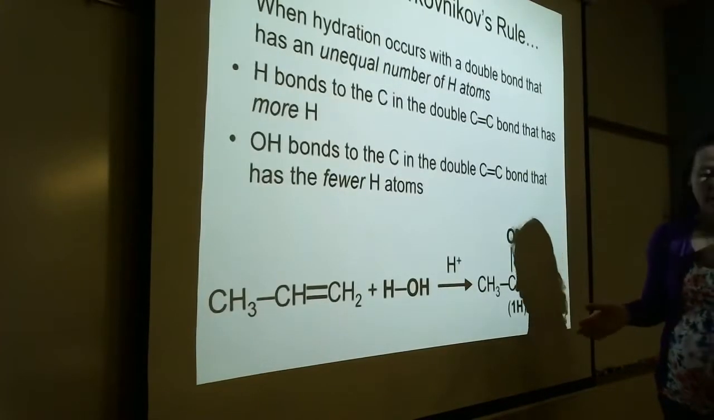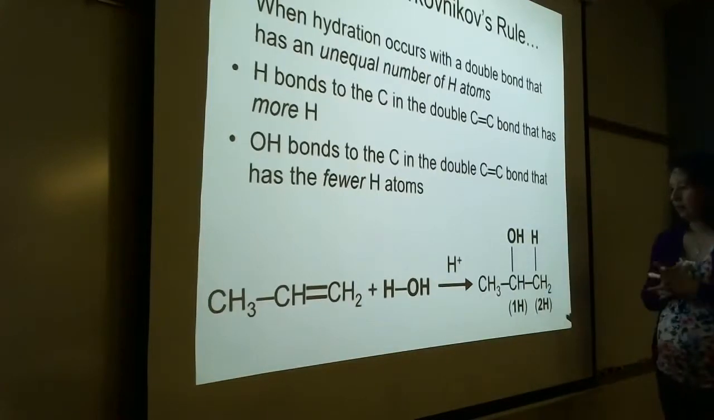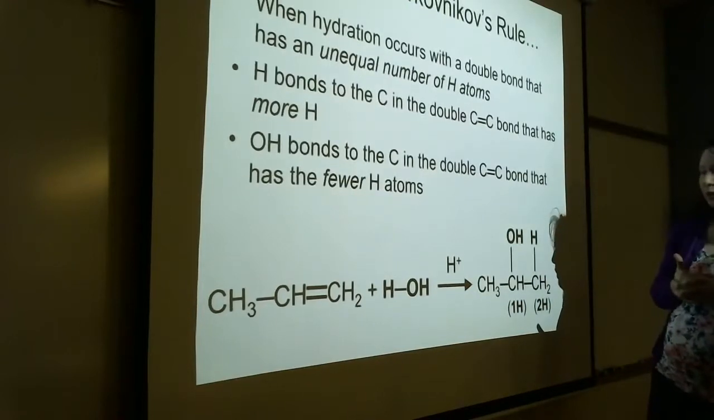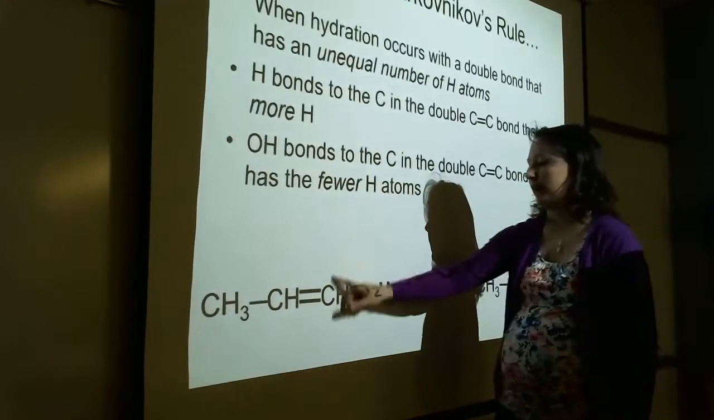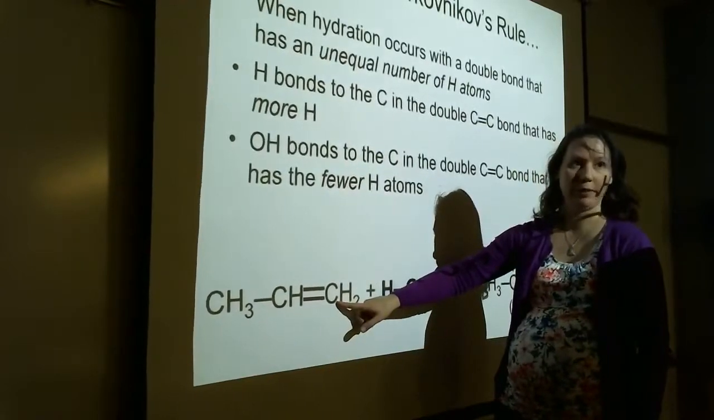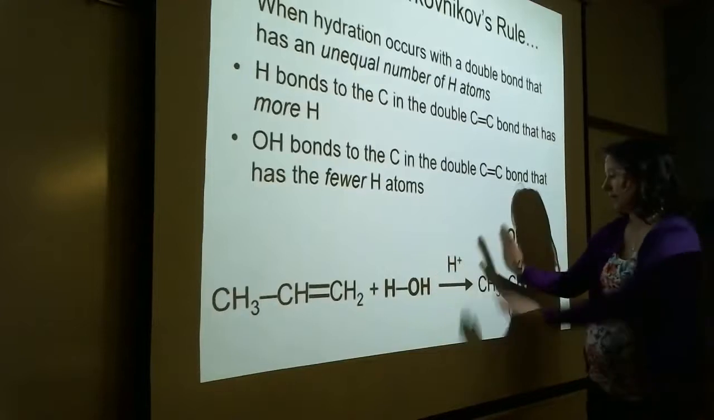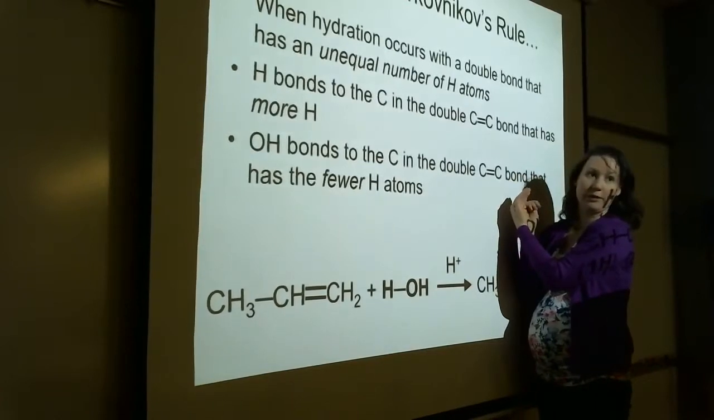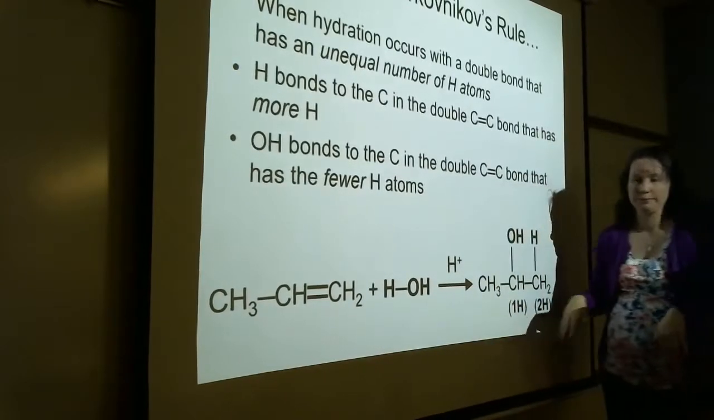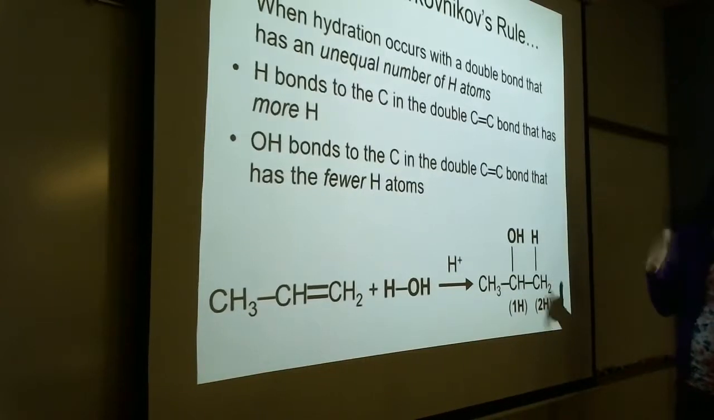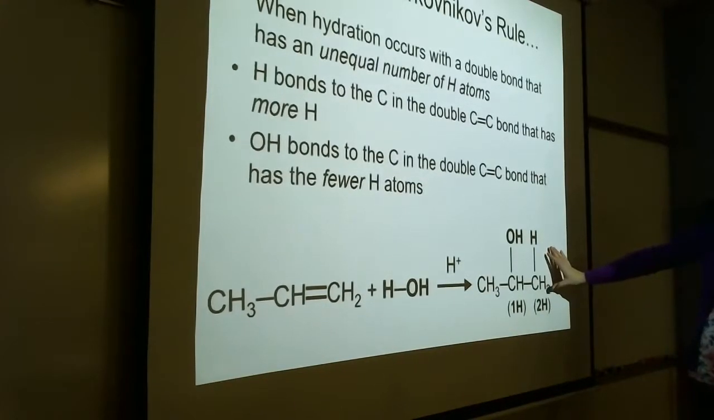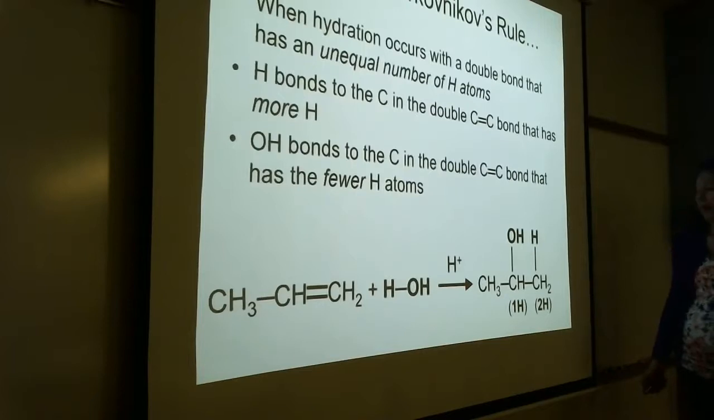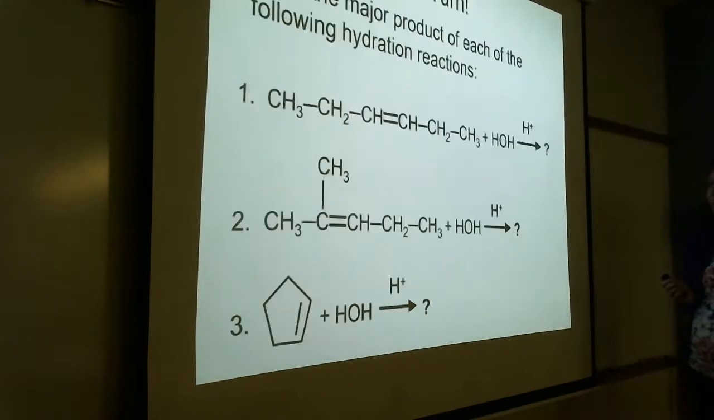So when you've got the option between two products, the major product is going to be the one where hydrogen goes to the carbon atom that had the most hydrogen initially. If I gave you this on a test and said, draw and name the product, I'm only going to be interested in drawing and naming the major product. I'm not going to be interested in the minor product. Do you understand how to distinguish between the major and the minor products? Now, you don't know how to name this yet. We'll learn how to name alcohols in a couple weeks. It's not very difficult. But right now, we're just looking at how we distinguish the major product and the minor.